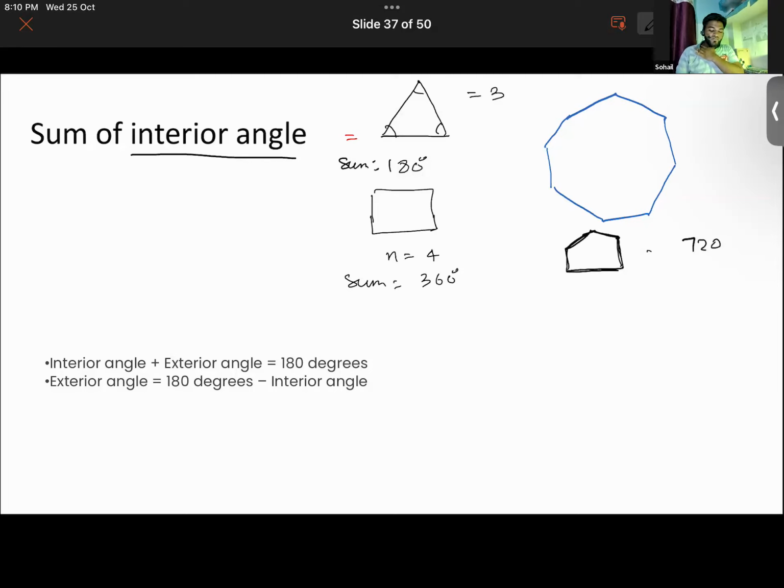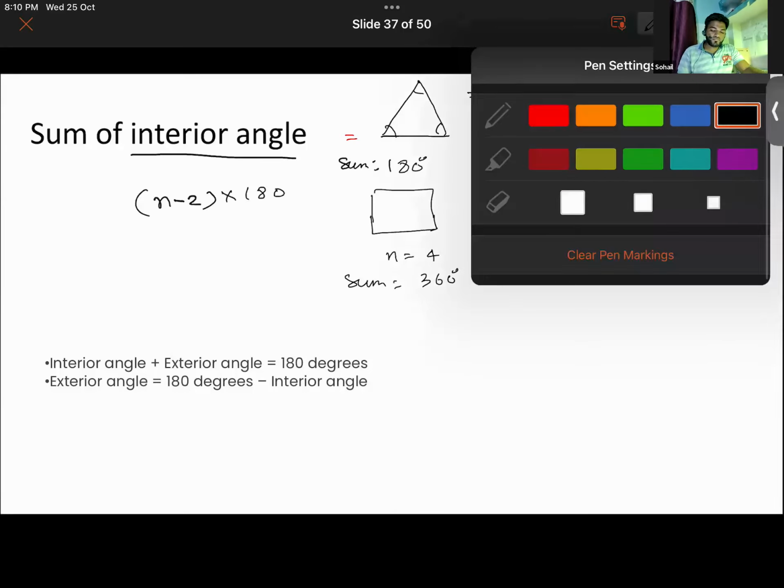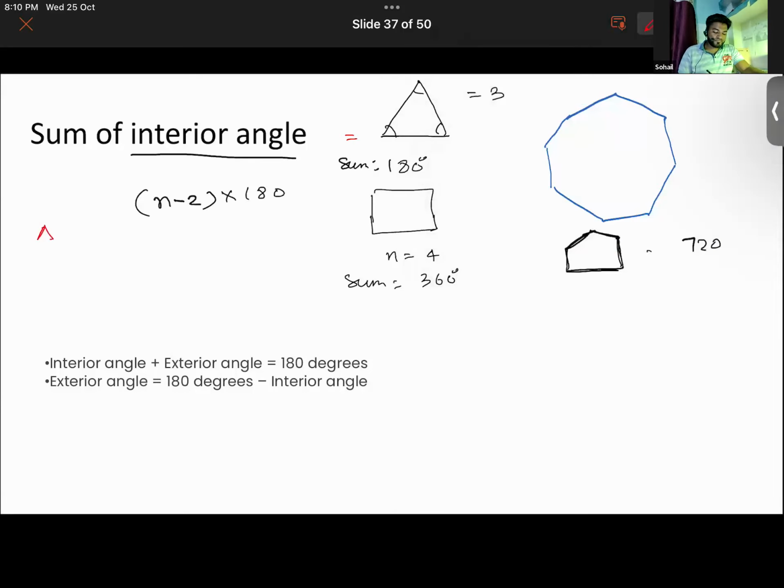So what is the pattern we observe over here? Kya hum ye pattern observe nahi kar rahe yahan pe? N minus 2 times 180. Exactly. And n here is simply representing sides. So triangle mein three sides hote hain. So 3 minus 2 times 180, that is 1 into 180, that is 180. So yes, that we know.